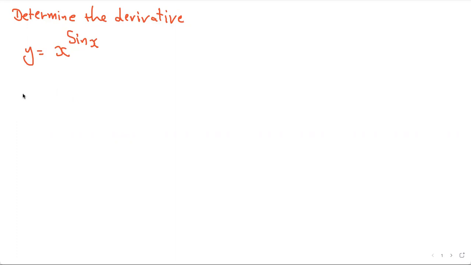So it's going to be ln y equals, when you ln the right side, that allows you to bring the sine x down because that's part of the log rule. So it becomes sine x ln x.